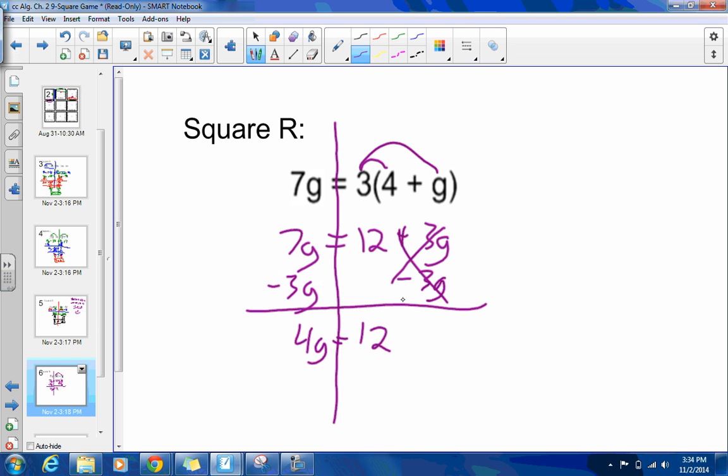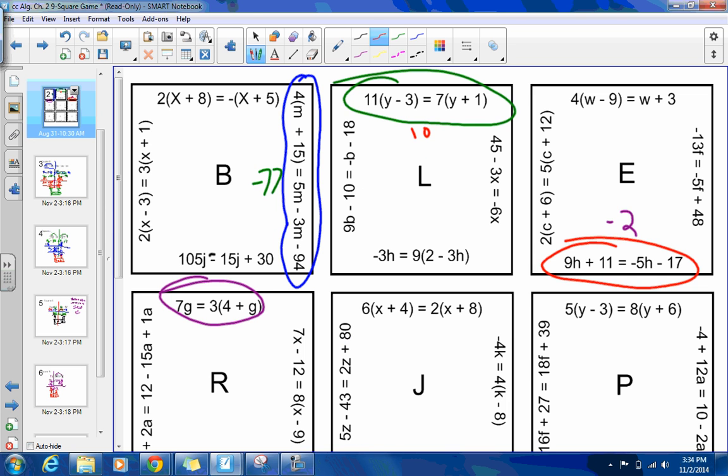Now you just have 1 step left. I'll do that in red for you, dividing it by 4. And then g equals 3. It turned into a 2-step equation. I mean, once you did this distributing, it turned into a 2-step equation because you decided to get rid of the variable terms from the correct side here. So g equals 3, and that would be right here.